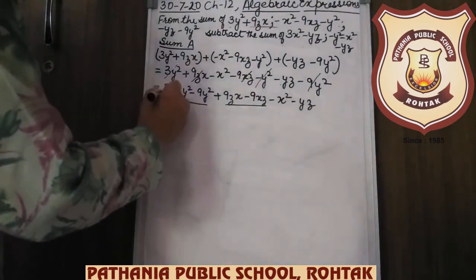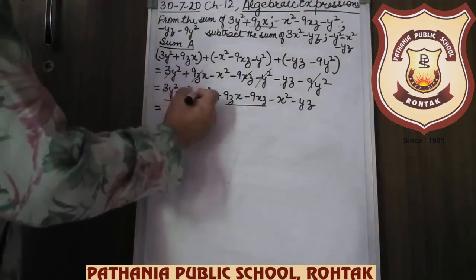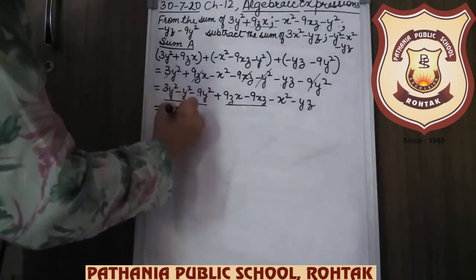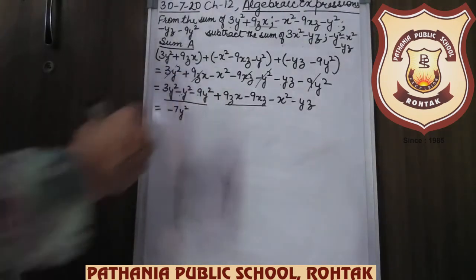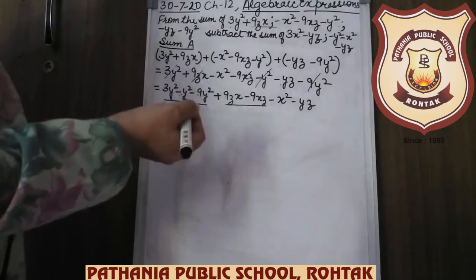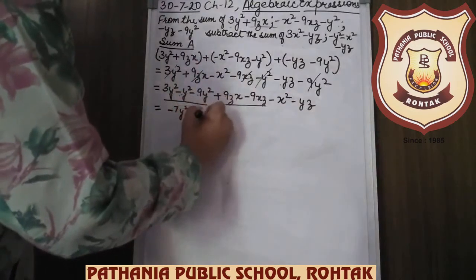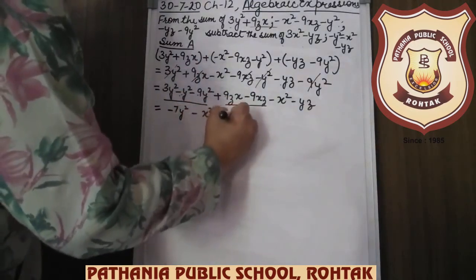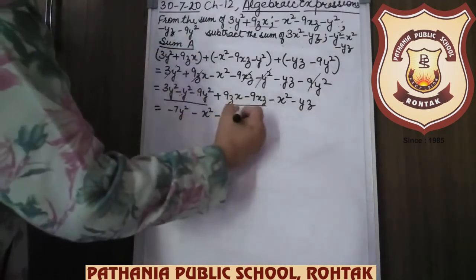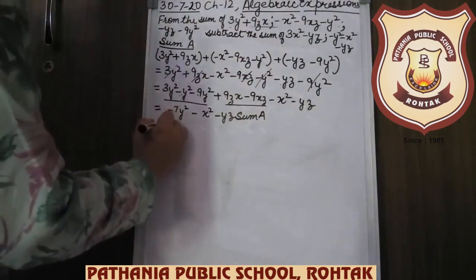Now add these. 3 is positive, these two are negative. So I'll add these negatives. 1 and minus 9, minus 10 and plus 3, minus 7y square. And 9 minus 9, 0. I told you previously, when the answer constant becomes 0, there's no need to write that term. Now I will straight away write minus x square minus yz. So this is your sum A. This is sum A. Now find sum B.